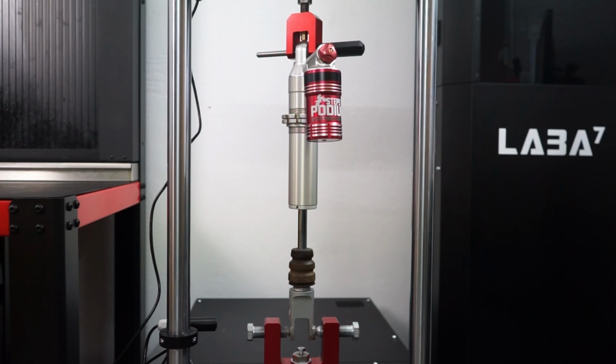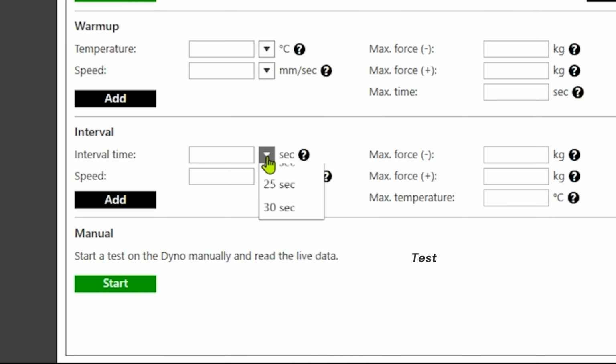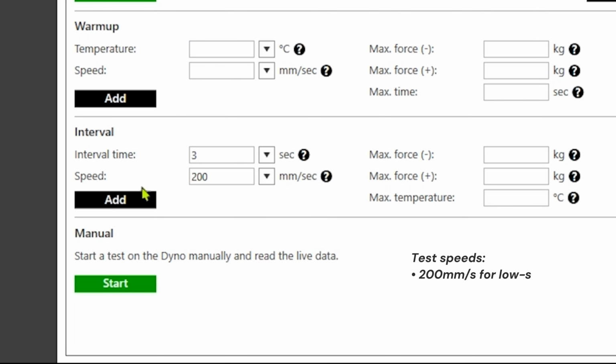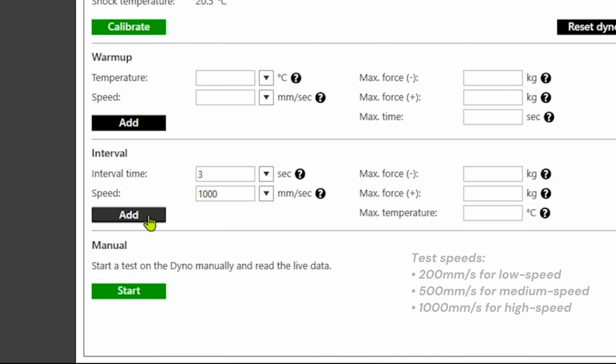For that, we'll be putting a dirt bike shock on the dyno and test it at different speeds, at 200 mm per second, 500 and 1000 mm per second, replicating a low speed, medium speed and high speed compression respectively.